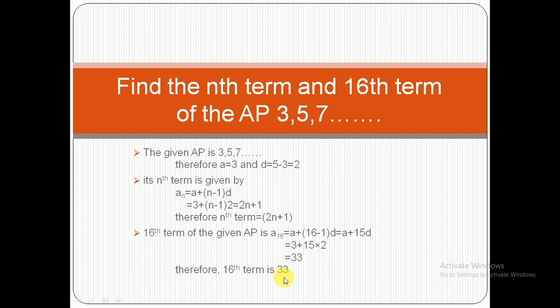For one more question, if they ask for the 16th term, directly you can take a plus 15d. The 16th term is a plus 15d. The 17th term, can you guess now? a plus 16d. Okay. So we will go to the next type of problem.